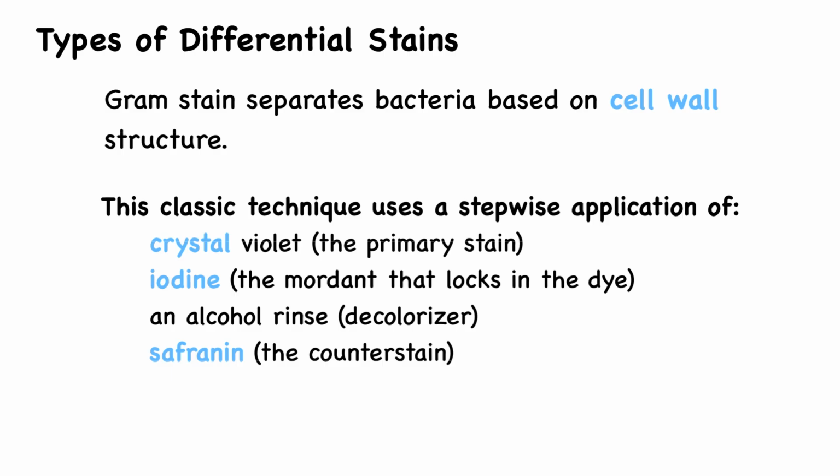If your cells are capable of taking in that crystal violet, iodine makes sure that it stays there. After the iodine step, there is an alcohol rinse. This is the decolorizer, removing crystal violet from any cells that did not take that color in. And then finally, it is followed by safranin, which is the counterstain, staining everything that didn't take the crystal violet in pink. So when you look at your cells underneath the microscope, you will either see purple or pink cells.